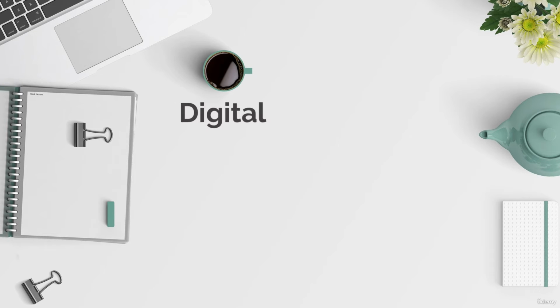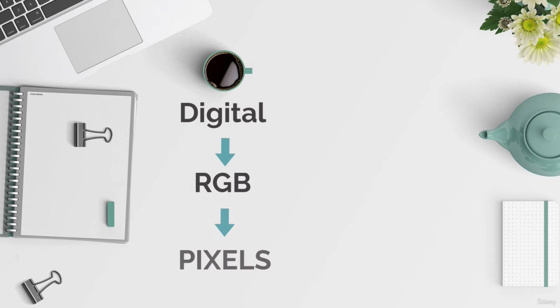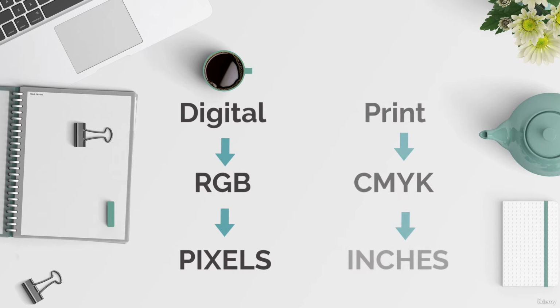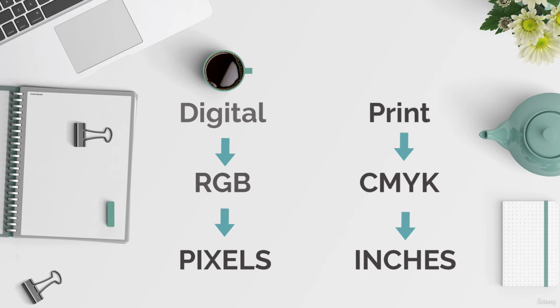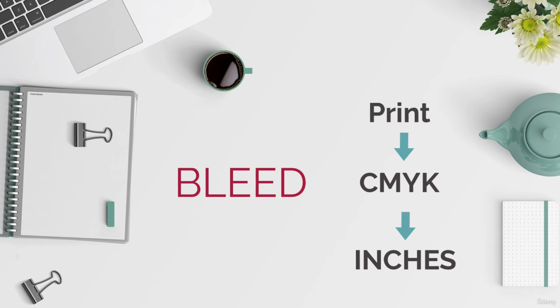All digital documents, which we just learned will be in RGB mode, will also need to be in a pixel measurement. Print documents will need to be in inches or centimeter measurements. Bleed is only used for print documents. Bleed is an extra amount of space that is required around the print document files.